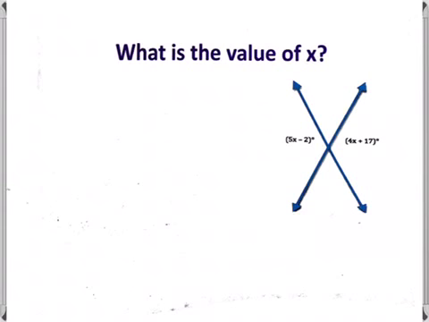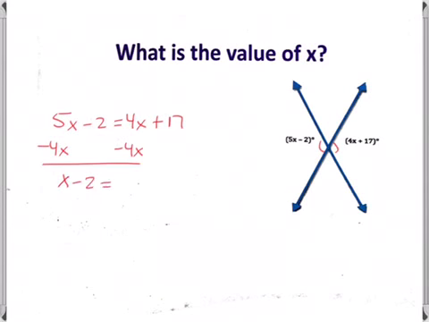Here we want to use the vertical angle theorem to help us solve for a value of x. Well, I know that these two angles are vertical angles, so they should be congruent. So naturally, I'm going to set them equal to one another to solve for x. In this case, I'll subtract 4x from both sides of my equation. I get x minus 2 equals 17. And then I'm going to add 2 to both sides. And you get x equals 19.